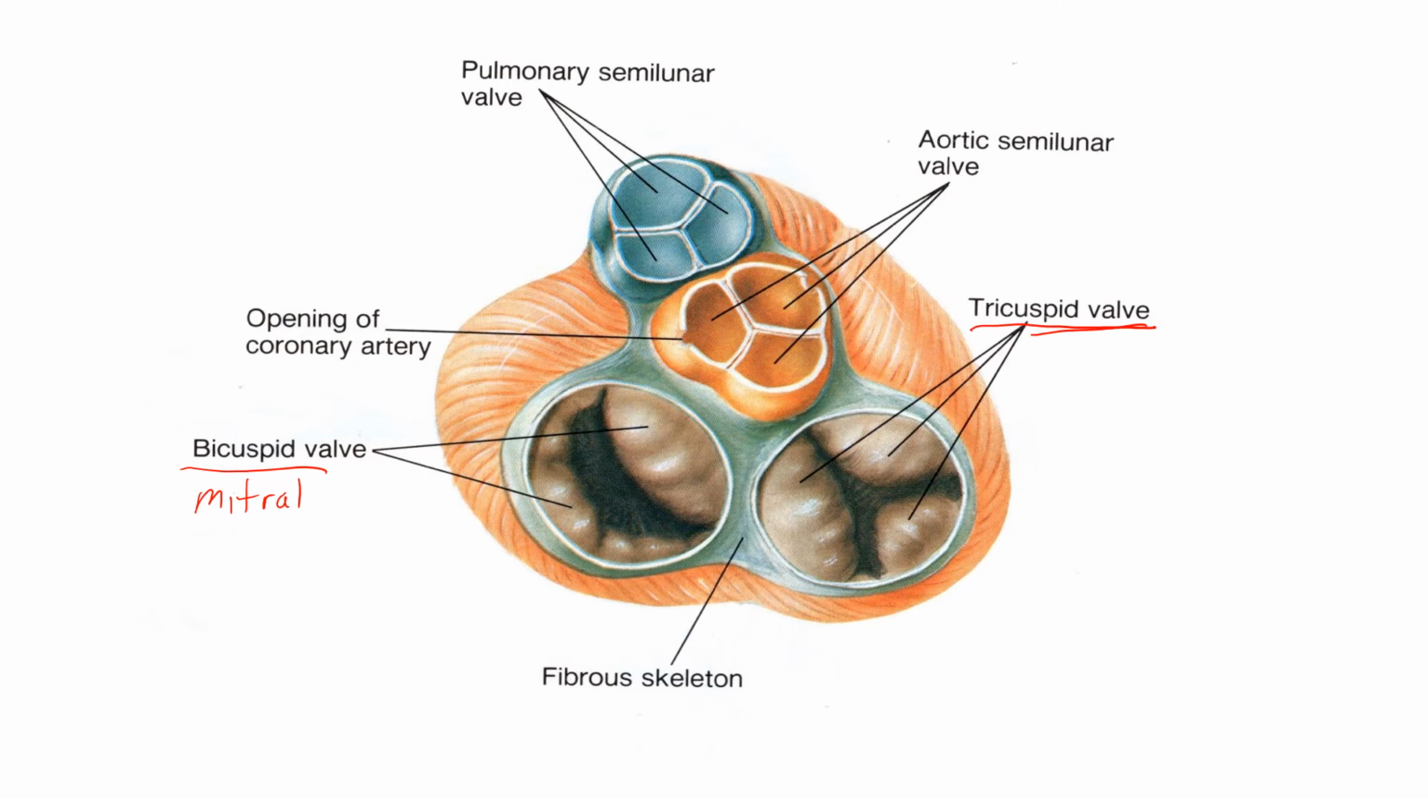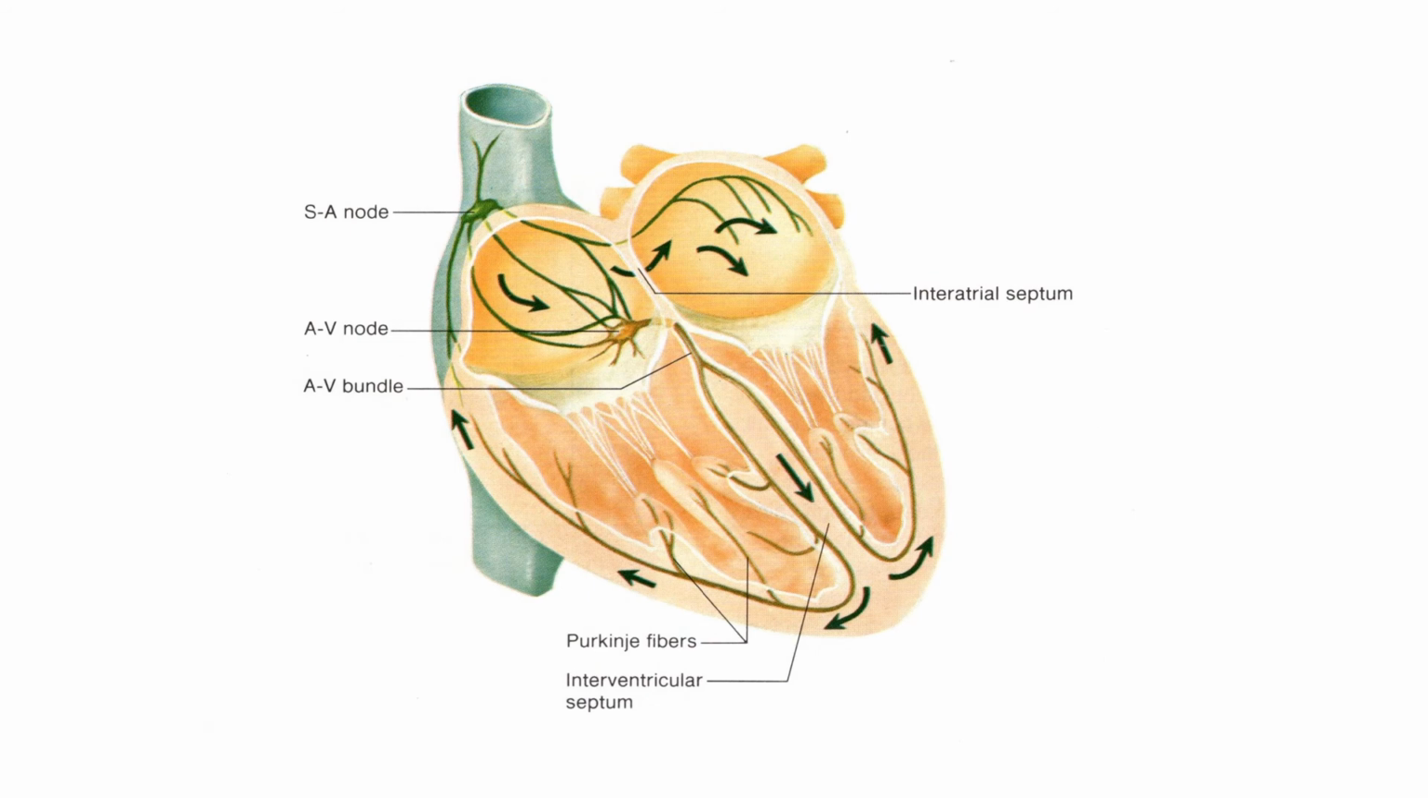The right ventricle pumps blood through the pulmonary semilunar valve, okay, half moon shape. And the left ventricle pumps blood through the aortic semilunar valve out to the aorta and the rest of the body. Okay, I think we have one more slide.